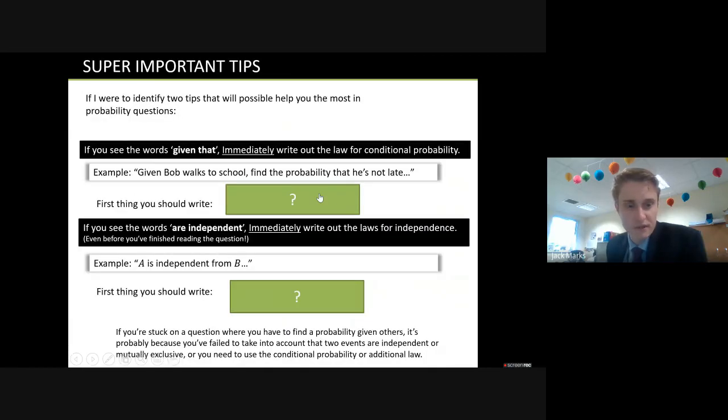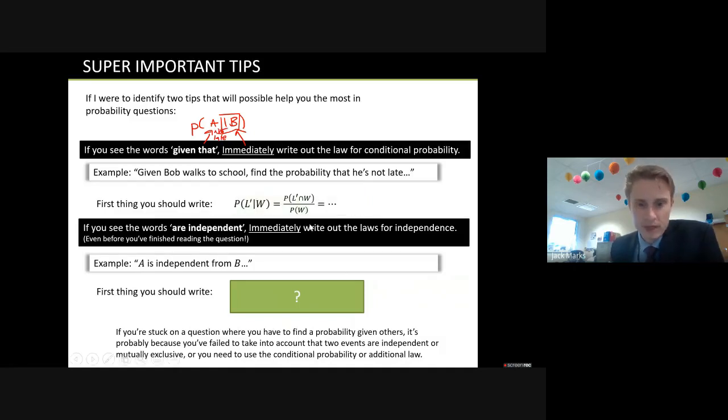Just a final note is given here that conditional probability pretty much always uses the phrase given that. So when you see given that, for example, this one here, it makes up this part of your conditional probability. So given that Bob walks to school, B is about walking to school. Find the probability that he is not late. So this is about the late or not late thing. A, not late, they're using here. So given talks about the second part of your probability.